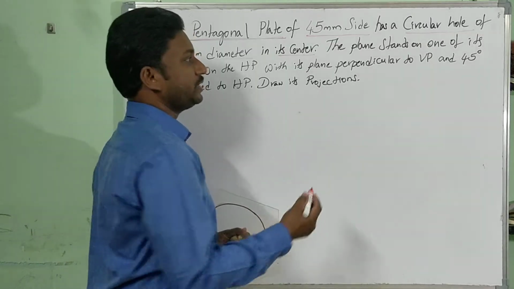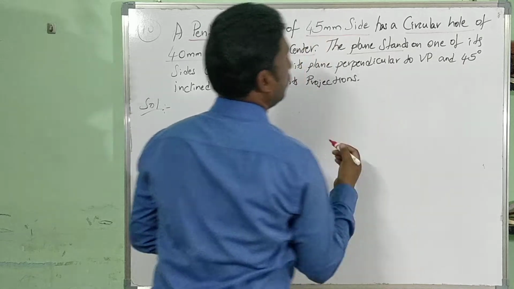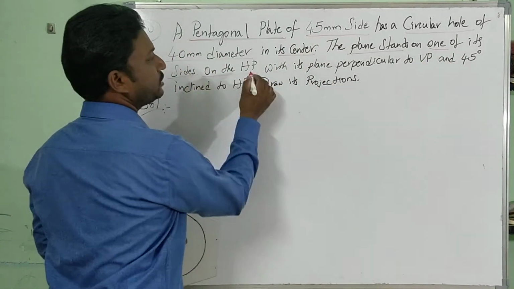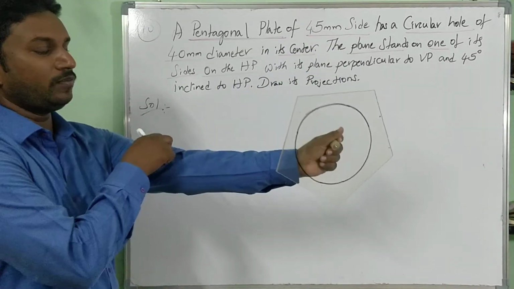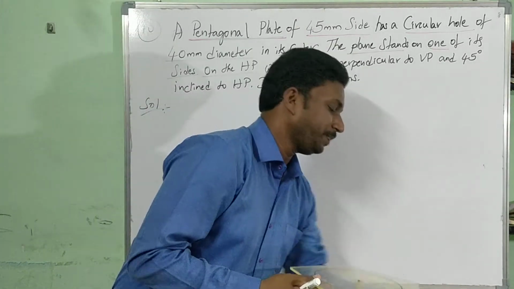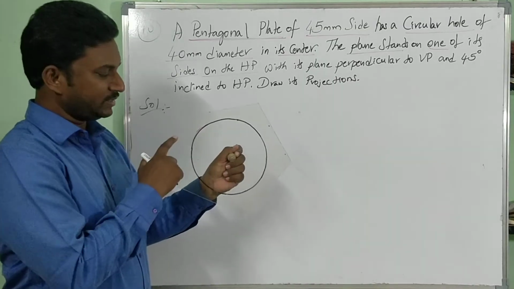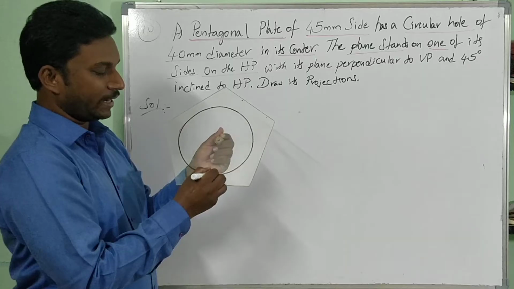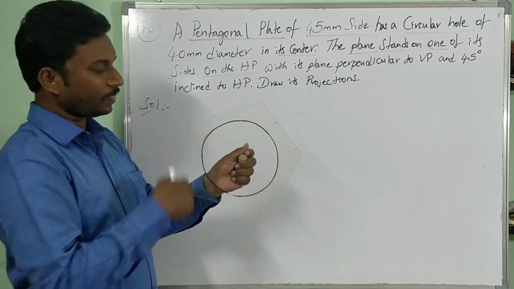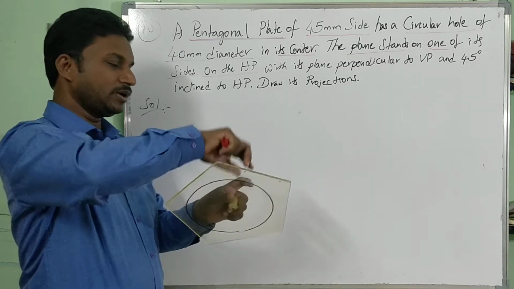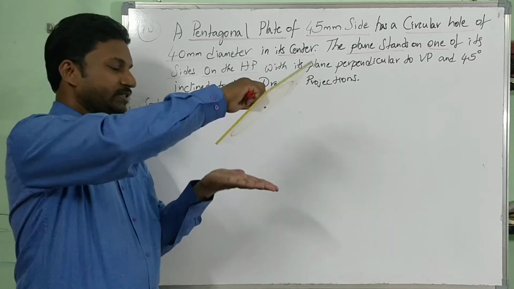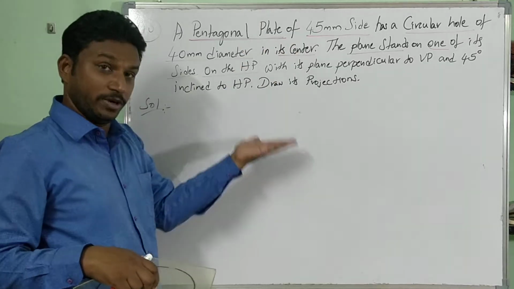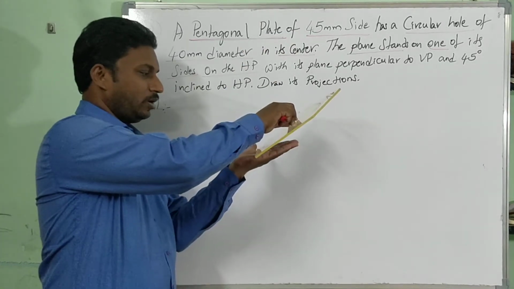Now coming to its location, the plane stands on one of its sides on the HP. See how many sides this pentagon has? 5 sides: 1, 2, 3, 4, 5. One side is on HP. Hope my hand palm is the horizontal plane and this blackboard is the vertical plane. It's standing on HP like this.